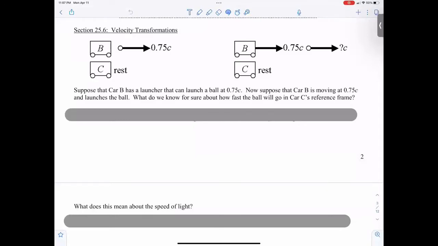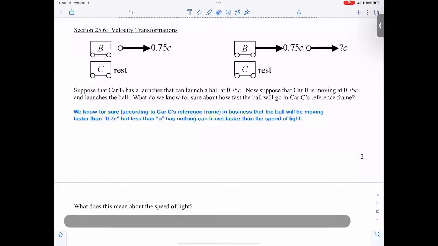Well, in a normal Newtonian reference frame, at slower speeds, you would simply add the speeds together. But we can't do that in this case, because 0.75 plus 1 is not going to give 1.75 c. Nothing goes faster than the speed of light. We know for sure that in car C's reference frame, the ball will be moving faster than 0.75 c, but it's going to be going less than the speed of light, because nothing can travel faster than the speed of light.